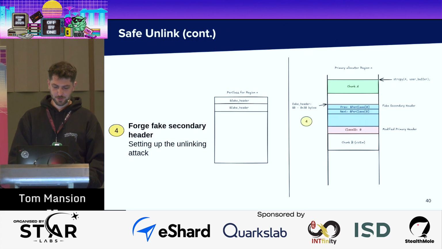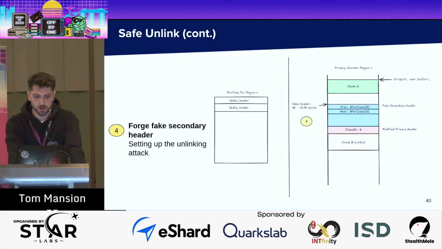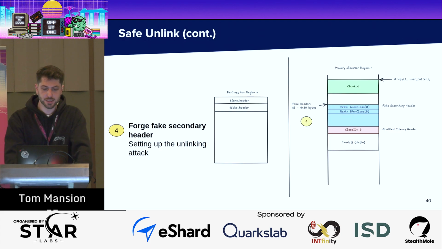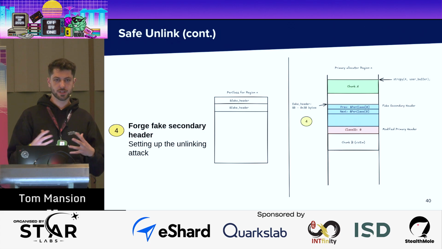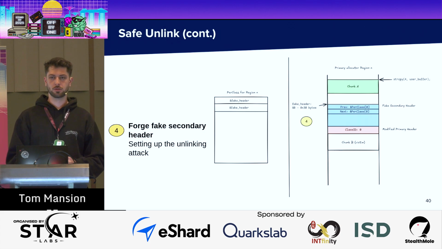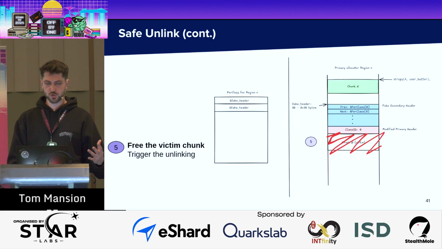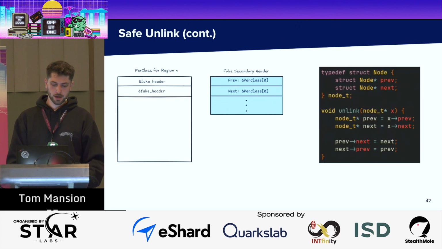Step 4. We're going to forge a fake secondary header. And this time we're going to put the address of the first element in our local cache in the prev and next fields. And this is to set up an unlinking attack. So if you're familiar with GLIBC exploitation techniques, you should know kind of how it works. But the next step is to free the victim chunk, trigger the unlinking.